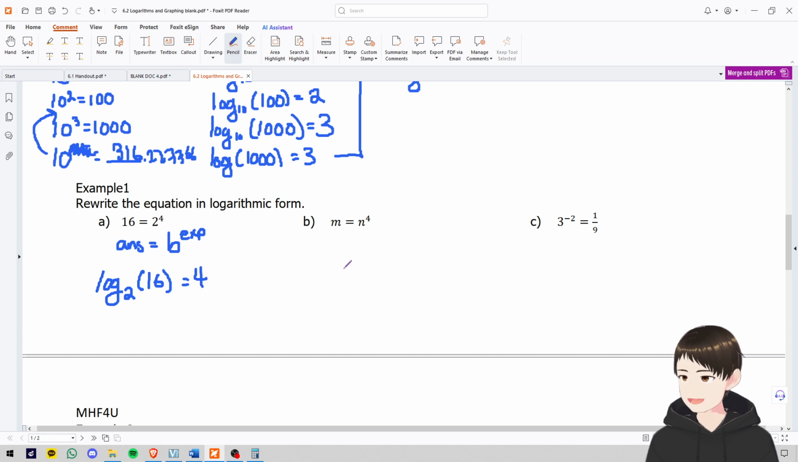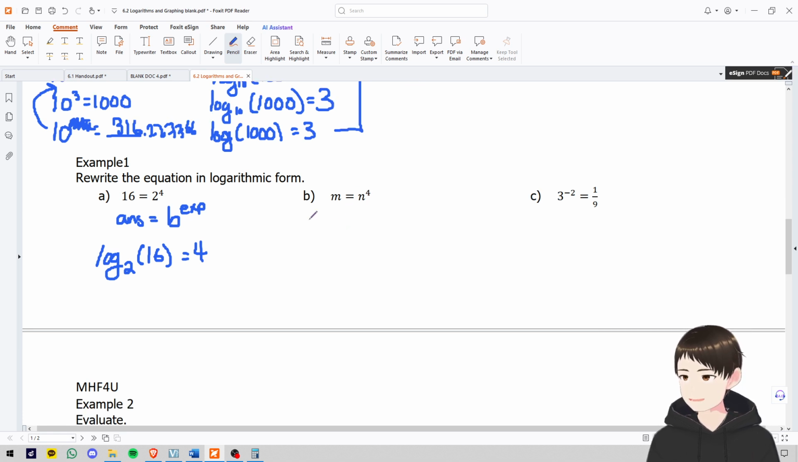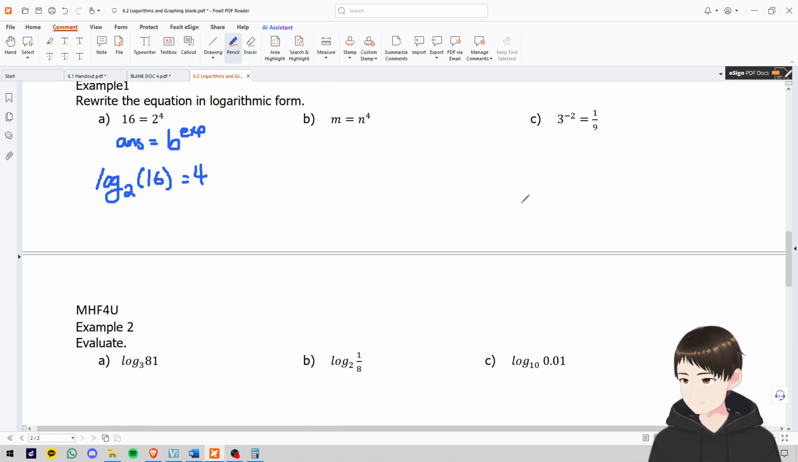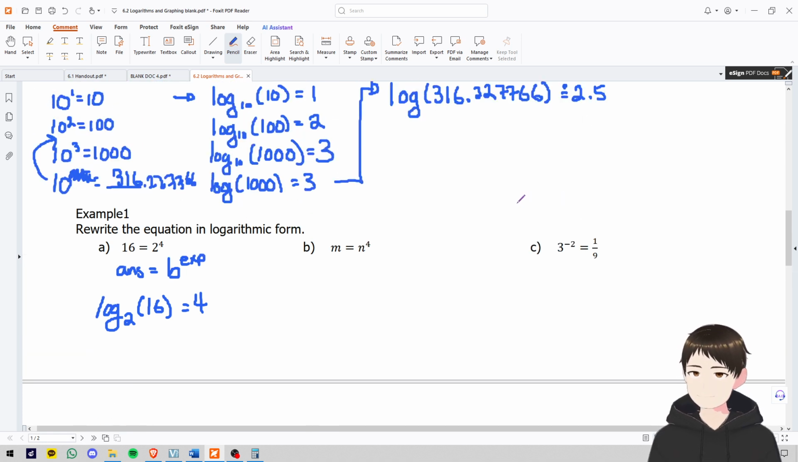If I might ask the substitute teacher or the on-call teacher to pause the video, I'm going to ask everyone here to try these two without a calculator. Just rewrite it in logarithmic form. Okay. Try it now.